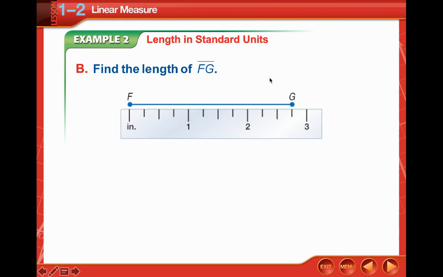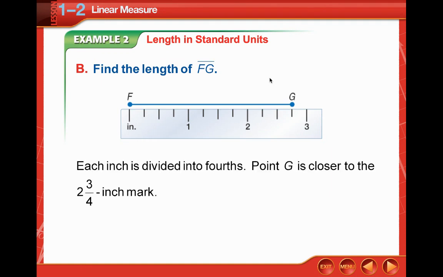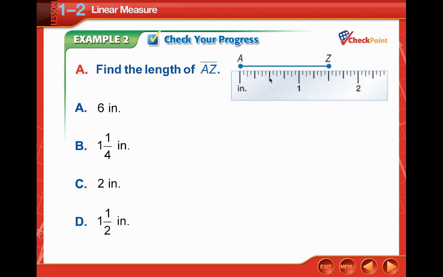Let's check to see if we're right here. Each inch is divided into 4ths. Point G is closer to the 2 3/4 inch mark. So FG is about 2 3/4 inches long. Looking good so far. All right, guys, why don't you try and pause this and do this question on your own. I'll go over it afterwards.